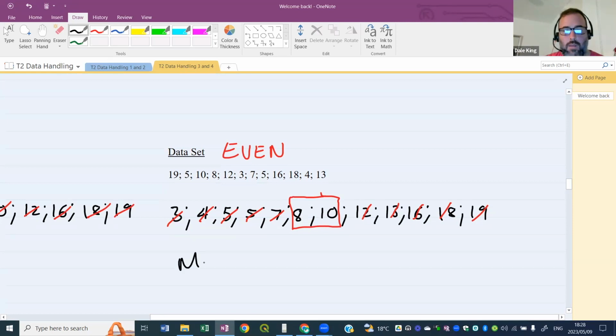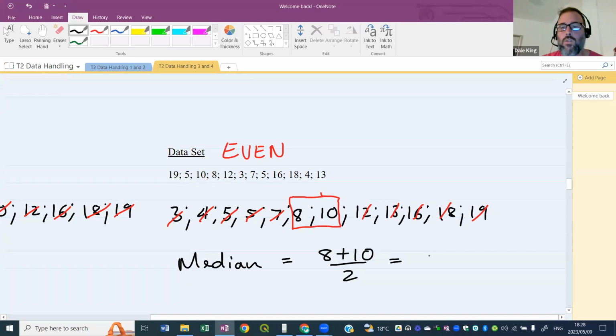So the median here will equal 8 plus 10 divided by 2. And 8 plus 10 is 18. And 18 divided by 2 is 9. Yes, you guys have all got it. You saw the numbers and you added them up and divided by 2. Good job. Yes, well done. Okay, so that's how we work out the median when you have an even data set.